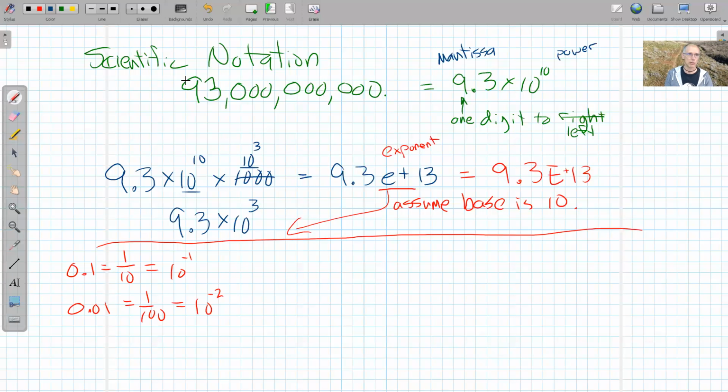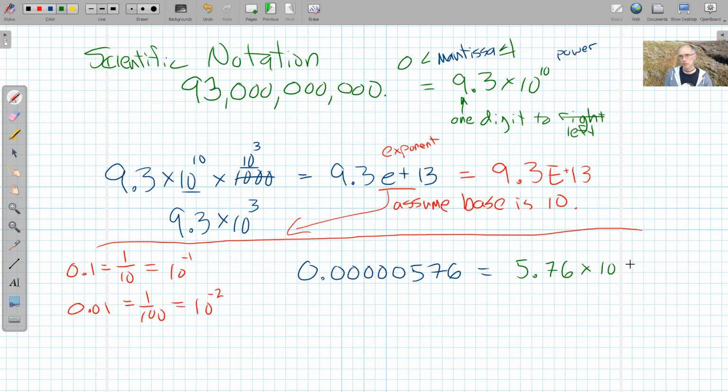So if we had a number like 0.0000576, and I want this in scientific notation, I would want the decimal point to be between the 5 and the 7, so I can only have one digit to the left. The mantissa is always going to be greater than or equal to 1 and less than 10. And then I have to adjust by multiplying by a power of 10.